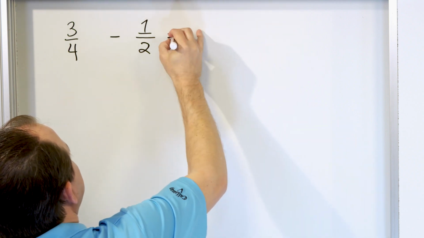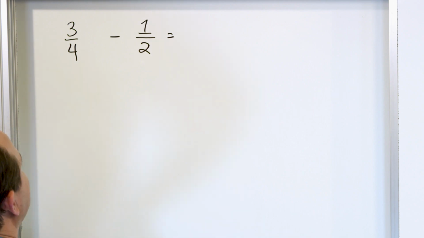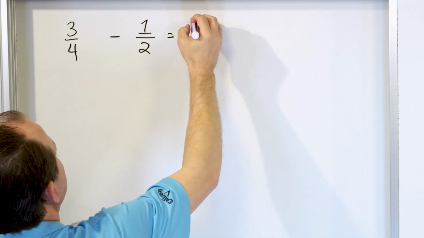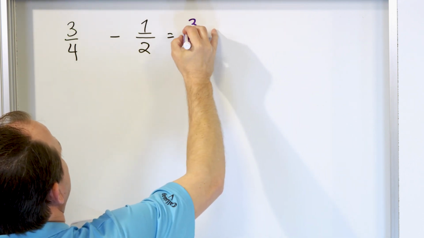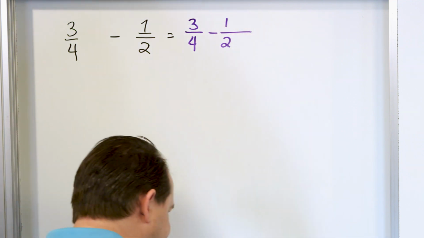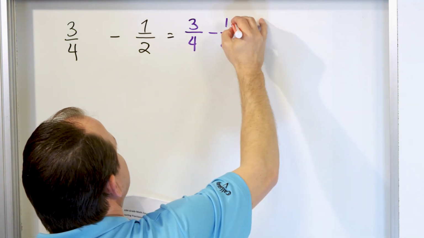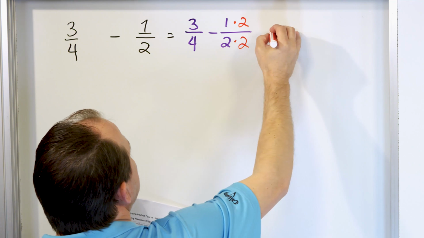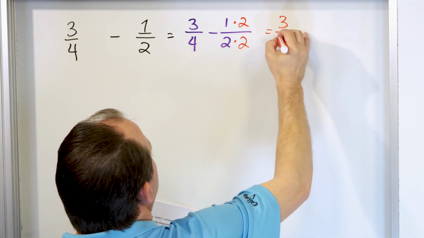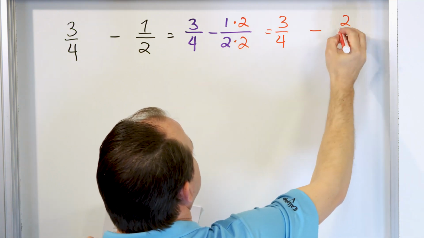So instead of solving this problem, we're going to solve a related problem, a problem similar to it. So let's go ahead and figure that out. 3/4 minus the 1/2. How are we going to change that 1/2? Well, we'll just multiply the bottom by 2 and also multiply the top by 2. So what we'll have is 3/4 minus 1 times 2 is 2, and 2 times 2 is 4.